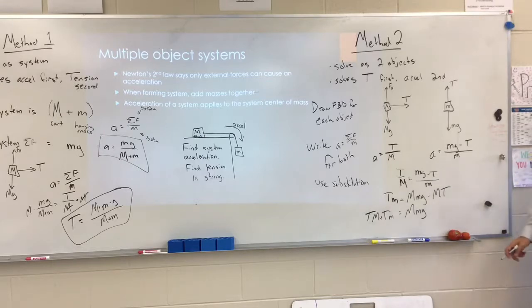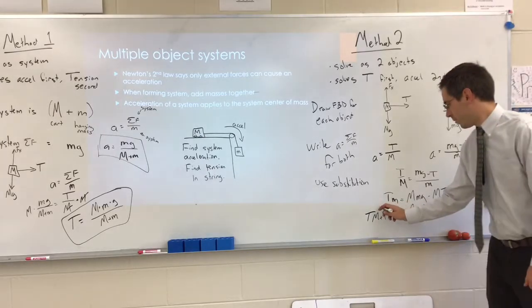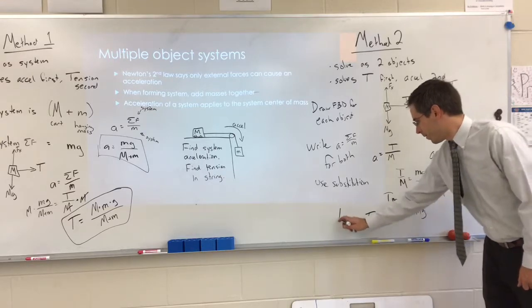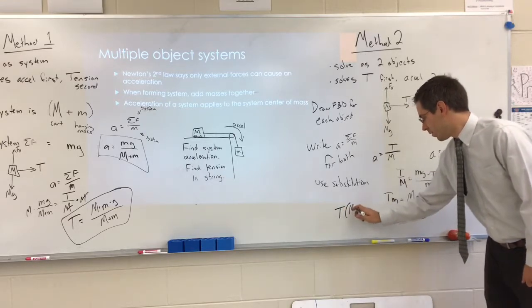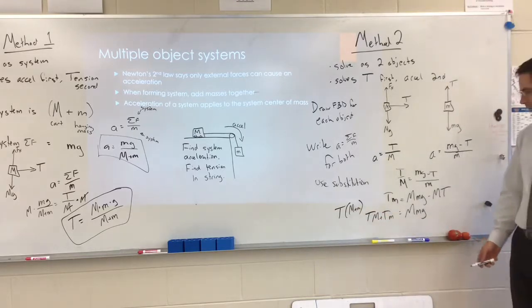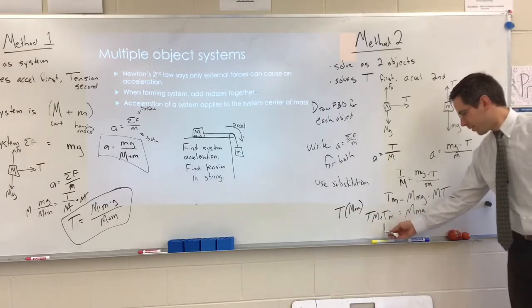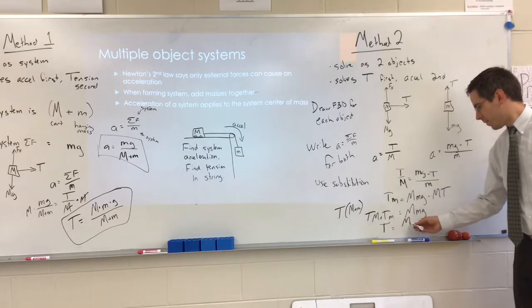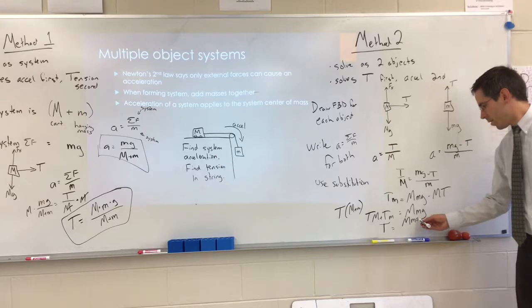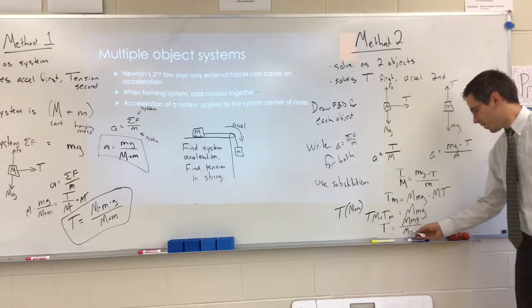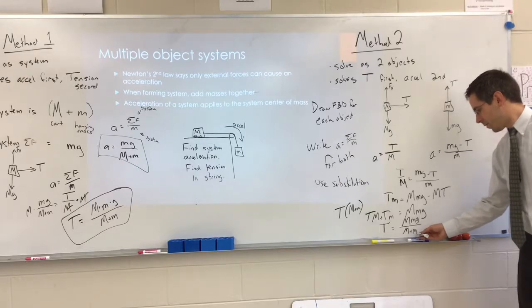Factor out the T and divide. So let's factor out our T. So this ends up being T times (M plus m) over here. And so then our final thing is T equals M m g divided by (M plus m).